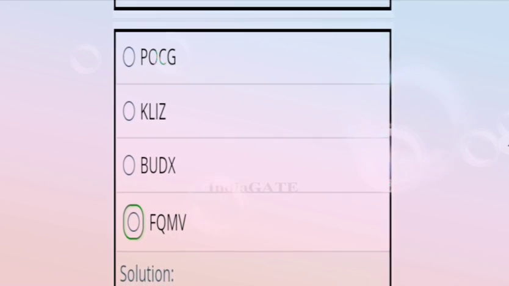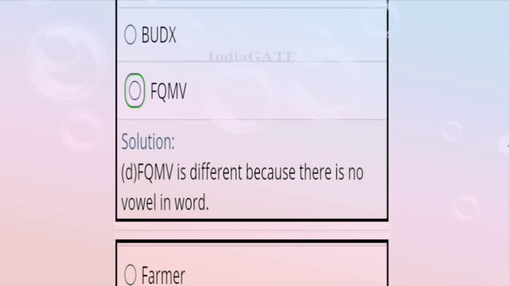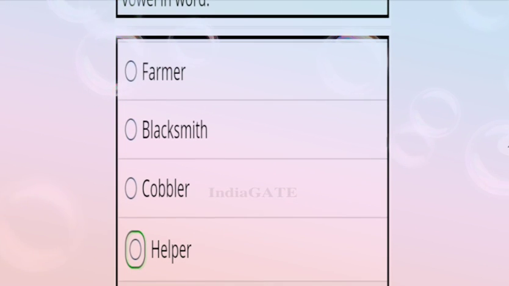Next question, here on the basis of coding and decoding. The options are: option A POCG, option B KLIZ, option C BUDX, and option D FQMV. The correct answer is option D, that is FQMV. The solution is that FQMV is different because there is no vowel in the word. Okay, now come to the next question. Here the different word is option 4, that is helper.